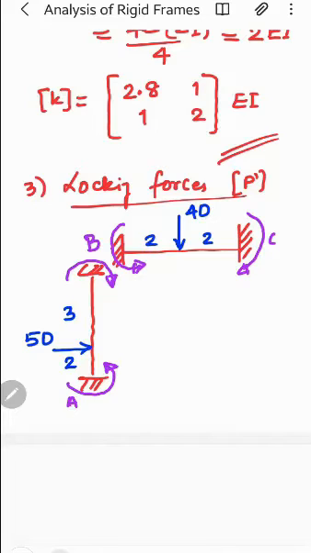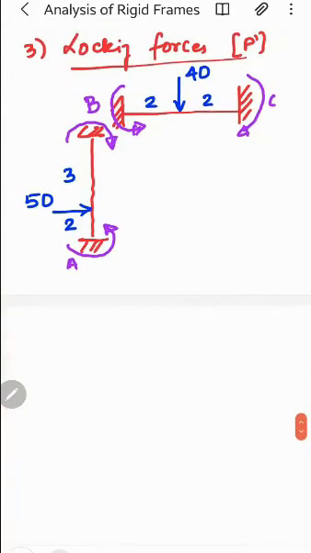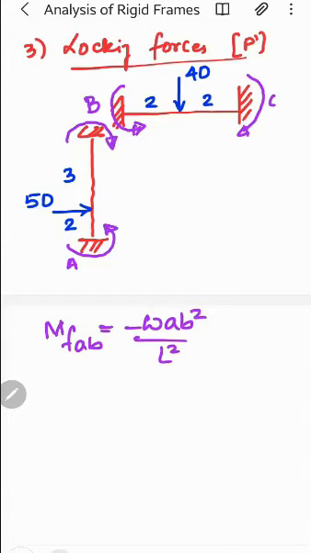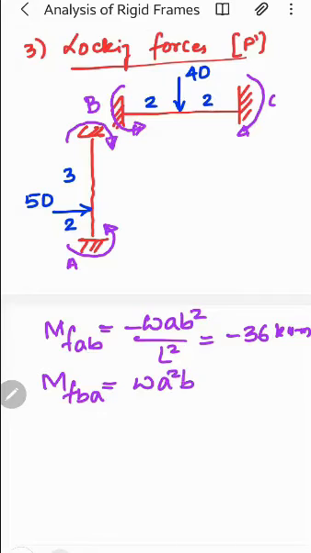So how do we calculate this? MFAB, MFBA. MFAB, so this is eccentric point load. MFAB is minus WA square B by L square minus WAB square by L square. A is 2 meter, B is 3 meter. If you substitute that, you will get minus 36 kilonewton meter. MFBA will be plus WA square B by L square. If you substitute, you will get 24 kilonewton meter.